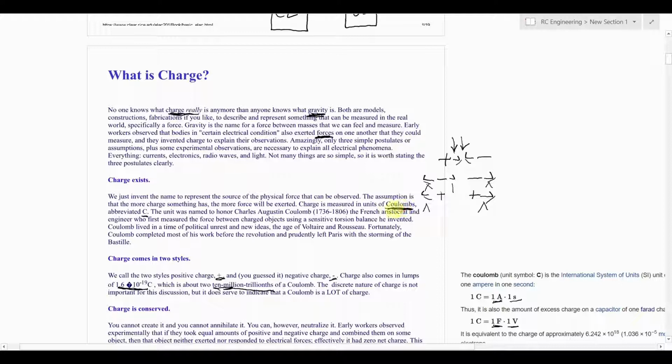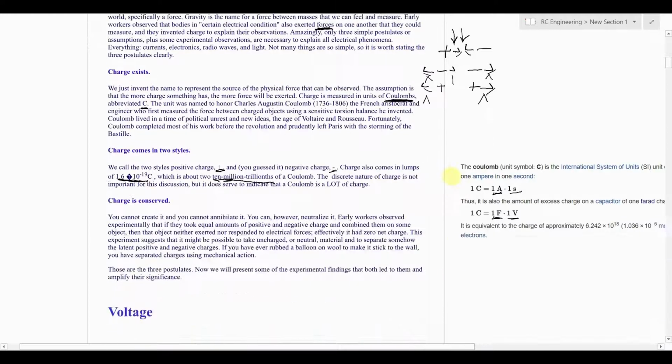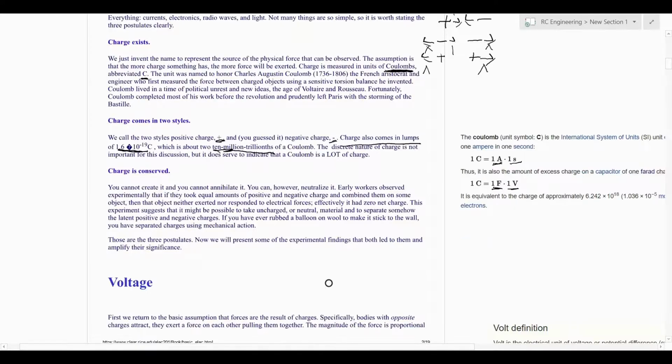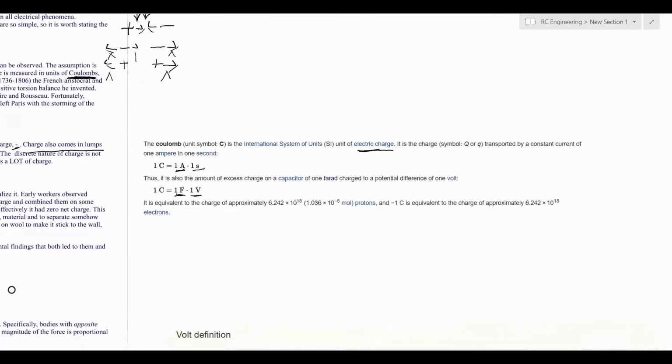And here are a few basic things. The charge is a unit known as a coulomb, abbreviated C. Positive and negative charges are generally very small. Charges generally come in lumps of 1.6 times 10 to the negative 19 C, which is about a tenth of a millionth of a trillionth of a coulomb. Which is extremely small. So 1 coulomb is extremely large.